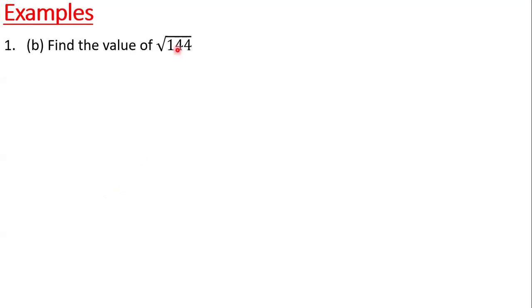What is the square root of 144? We should already know what the answer is. What's the square root of 144? 12. Because 12 times 12 is 144. Yeah, so we already know what the answer is. But they want us to use our answer from part A to find that the answer is 12. So how are we gonna do that?